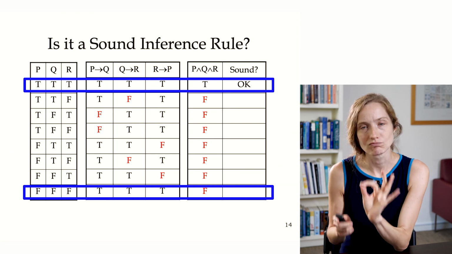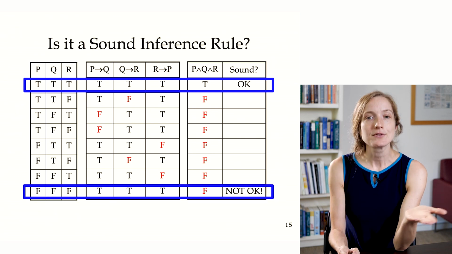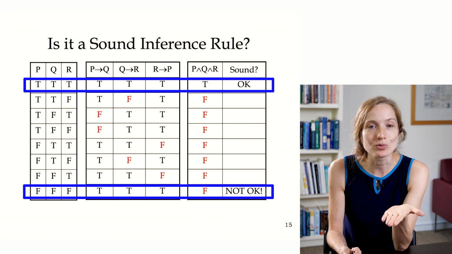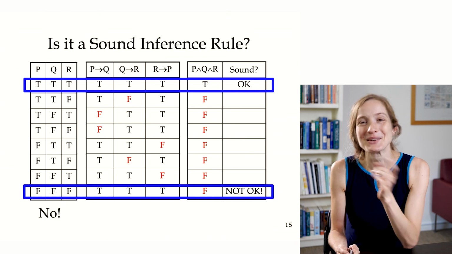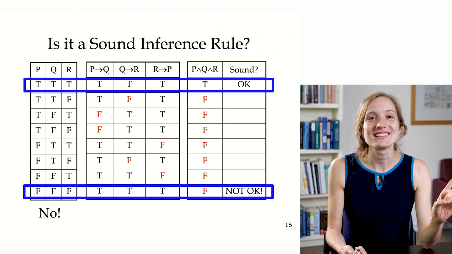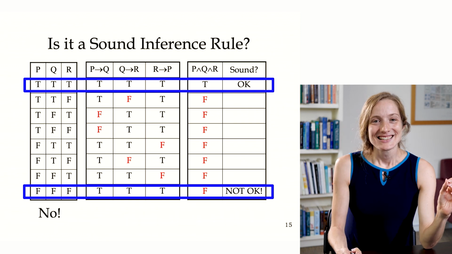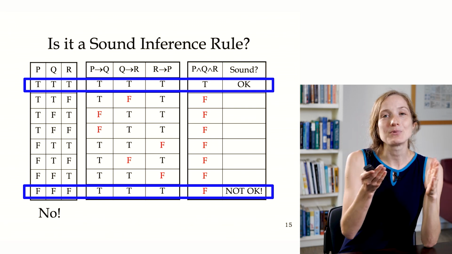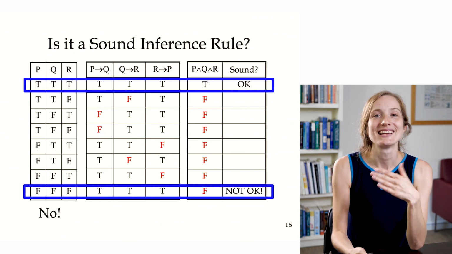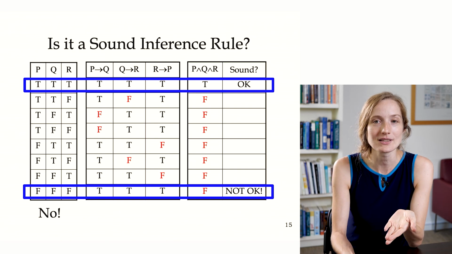In the top, we're good. But in the bottom, we have that each of the assumptions are true, but the conclusion is false. What does that mean? No, it is not a sound inference rule. So these are some examples of the definition of soundness, some examples of yes sound, no sound, and now you can see one approach to answering those kinds of questions.